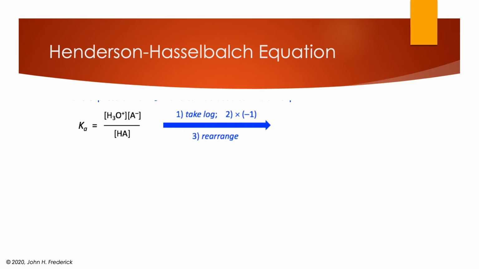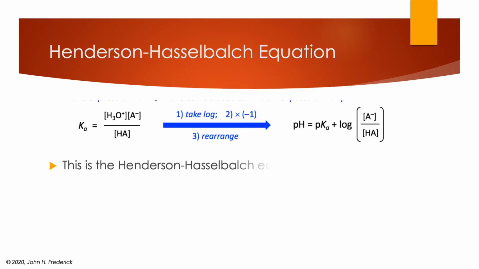For example, we can take the logarithm of both sides, we can multiply through by -1, and then if we rearrange the equation a little bit, we end up deriving an equation for pH in terms of the pKa of the weak acid. Now, it's given by pH is equal to pKa plus the log of the ratio of the concentration of the conjugate base A- to the weak acid. This is something that's known as the Henderson-Hasselbalch equation.